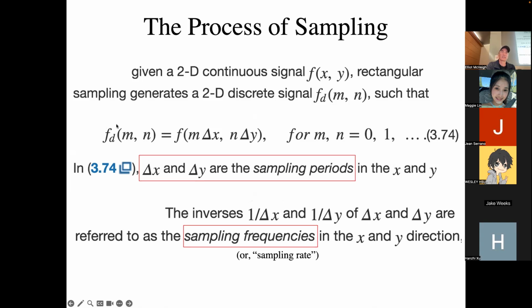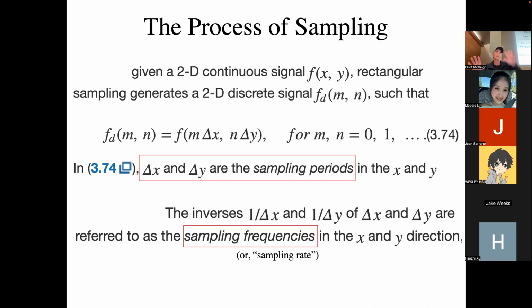We call the discrete sampling of that function the continuous function at the precise values x and y that are given by m times delta x, n times delta y, okay? And so these are the sampling periods. The inverse of the sampling period is called the sampling frequency. So it's how many samples per centimeter do you get, as opposed to how far apart are my samples in centimeters, right? So one's the frequency, and remember, it's samples per centimeter.